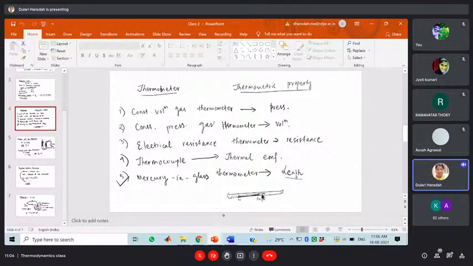There are also two points here. One is 32 degrees Fahrenheit, and the other one, I think, is 212 degrees Fahrenheit. That is related to the Fahrenheit scale.